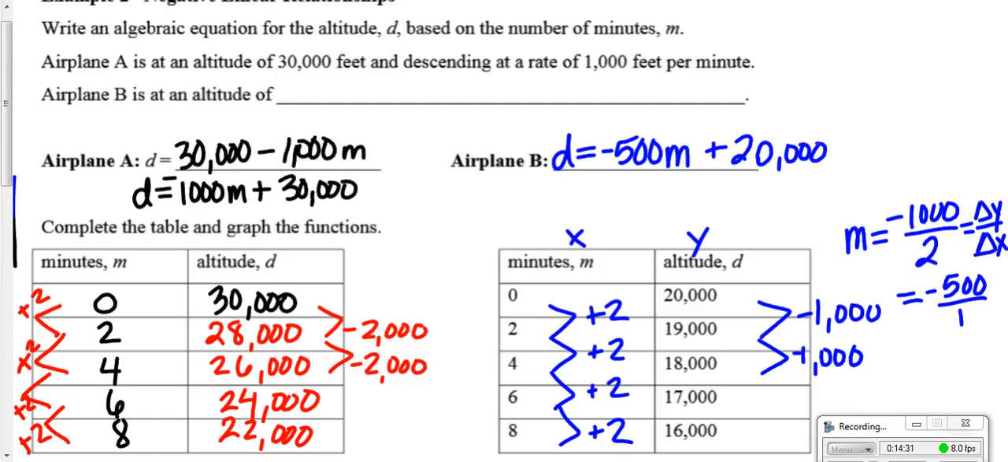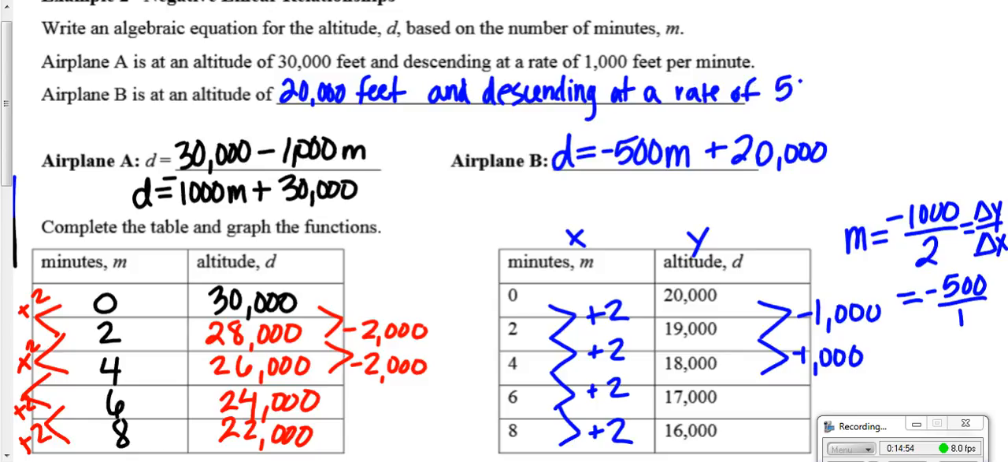If I put this into words, so again, I'm just working backwards on this one, airplane B is at an altitude of 20,000 feet and descending at a rate of 500 feet per minute.